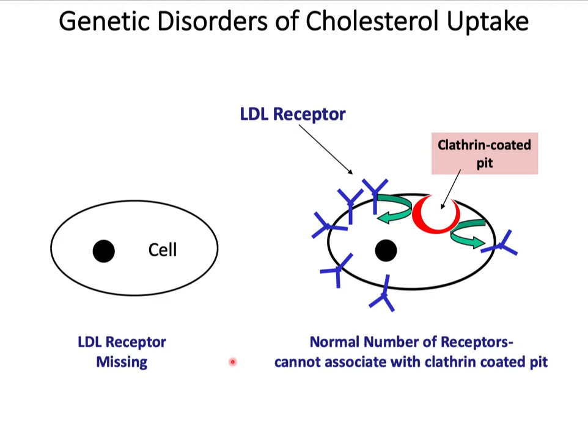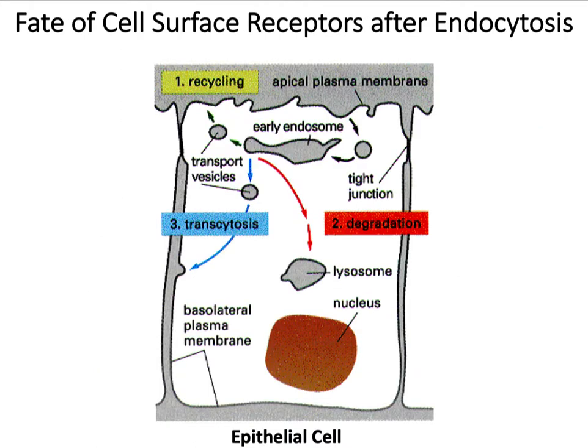There's another group of individuals that have a normal number of receptors, but there's a mutation on these receptors that prevents their association with the clathrin-coated pit. They have LDL receptors that can bind to their LDL, and the cells form clathrin-coated pits, but the receptors cannot associate themselves with the clathrin-coated pit, so the outcome is the same: they cannot deliver the LDL to the endosomes and into the cell. So having the receptor but having that mutation, not being able to associate with the clathrin-coated pit, the outcome is the same.